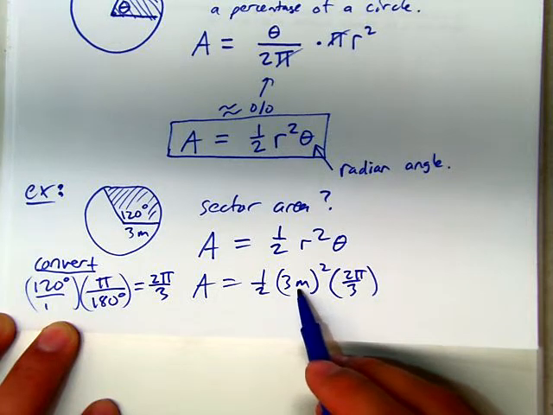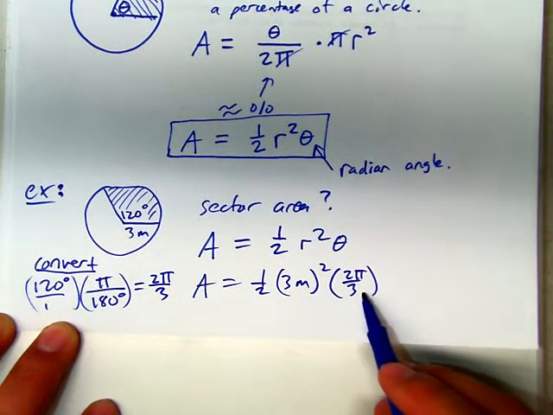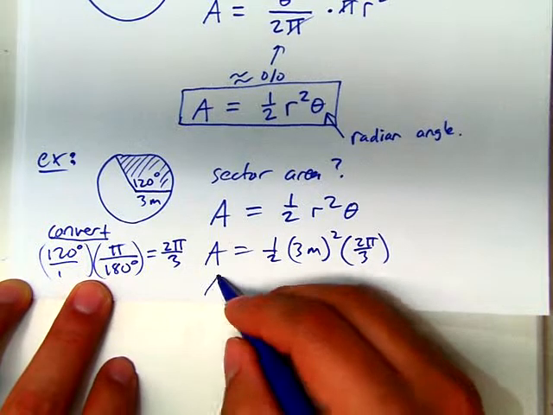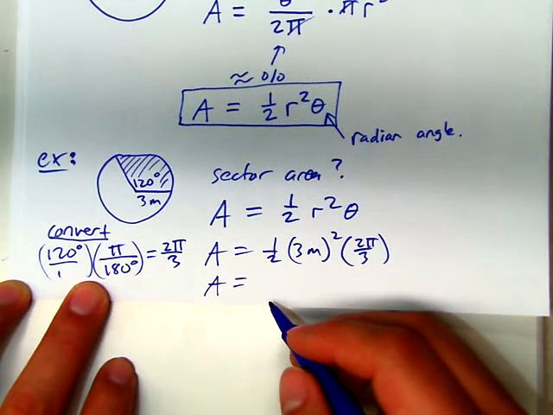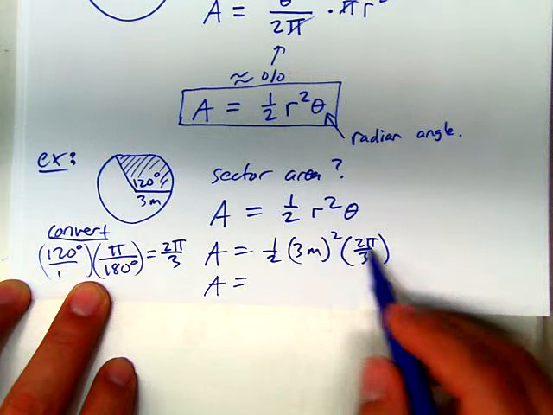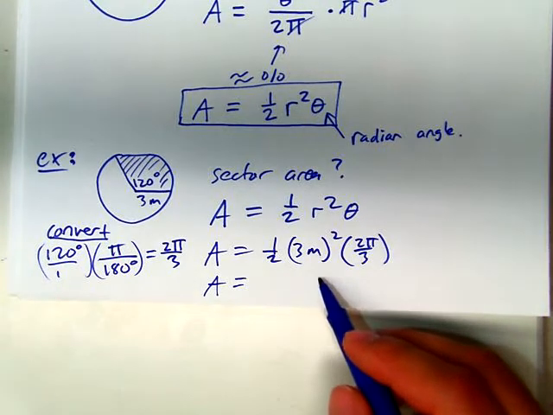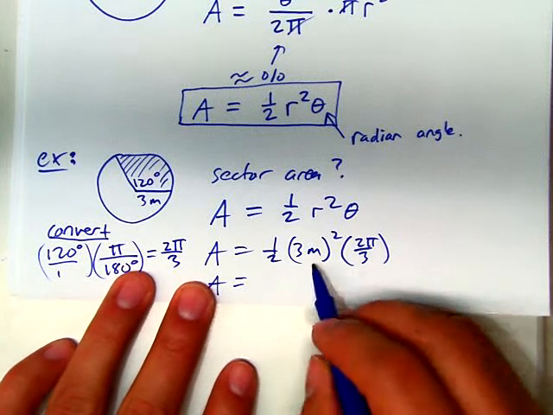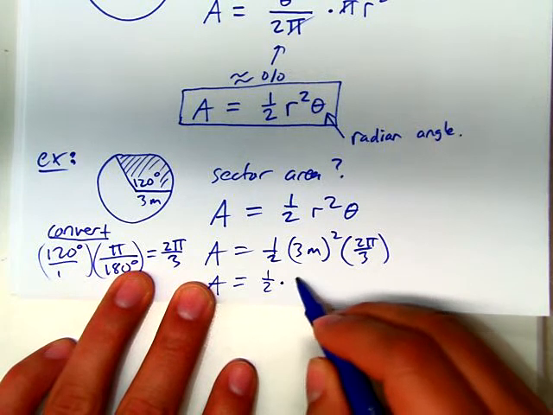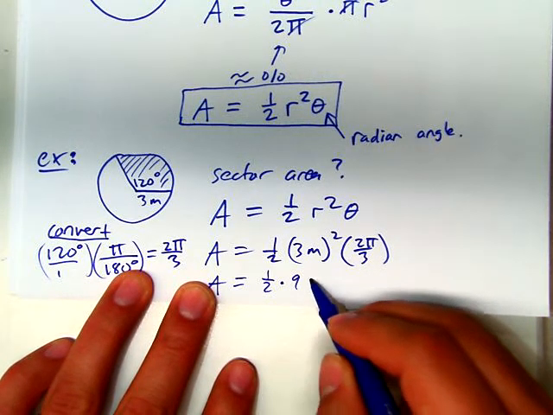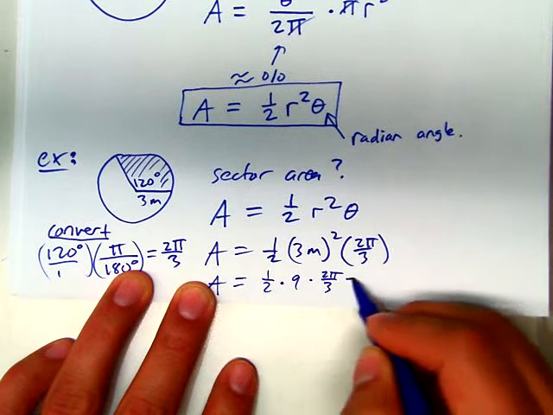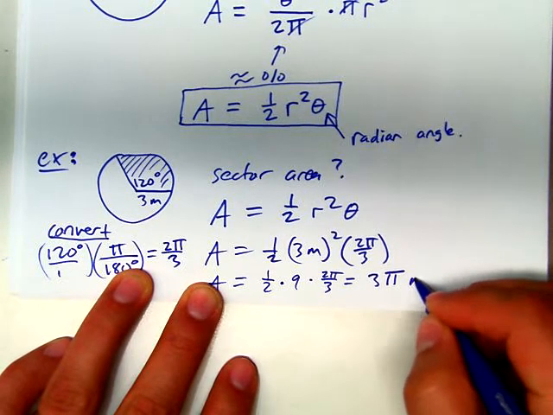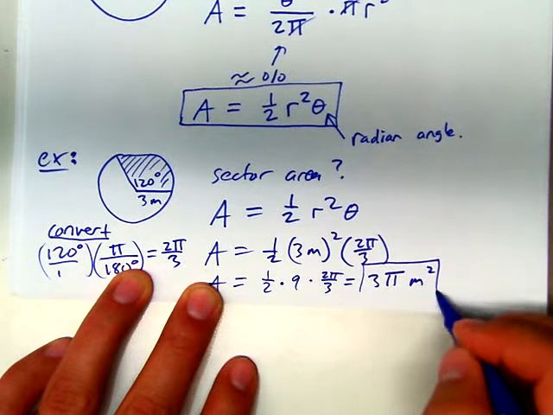So once again, 1/2 radius squared. This theta always needs to be in radians. If it's not, then you need to convert it. And after you simplify, you're going to get 1/2 times 9 times 2 pi over 3, so we're going to get 3 pi, and we have meters squared for the units.